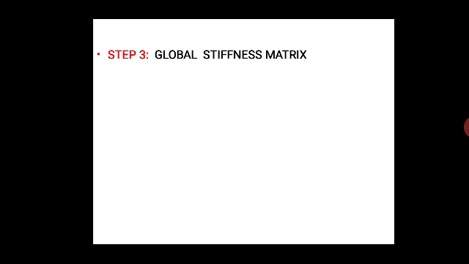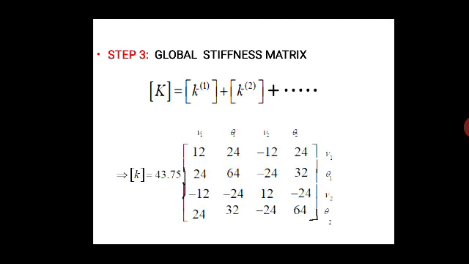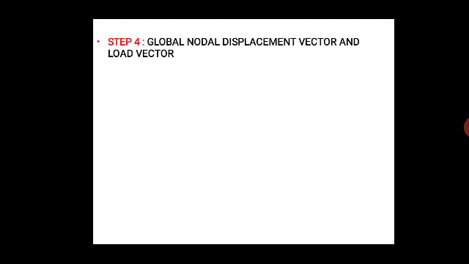Third step is global stiffness matrix. For the global stiffness matrix, we have the total combination of the element stiffness matrices of element 1, element 2, element 3 and so on. Since it is only one element here, we will be considering the element stiffness matrix as the global stiffness matrix. This is step 3. Step 4 is the global nodal displacement vector and load vector.